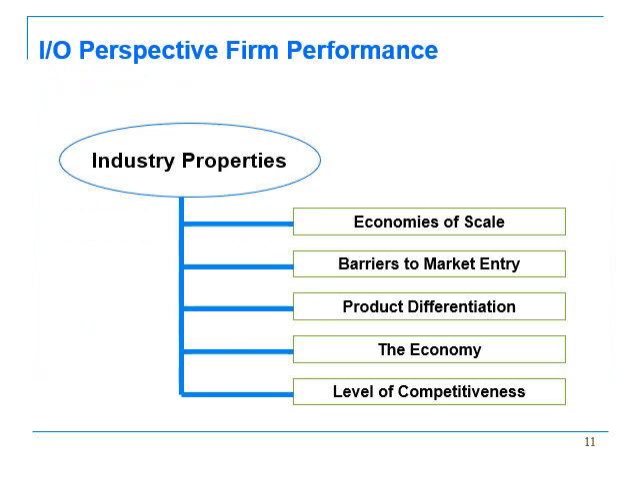As we have just discussed the industrial organization perspective, now we need to look at the perspective of firm performance in IO. There are some industrial properties which are going to have some impact on the firm. The first one is economies of scale. Number two is barriers to market entry. Number three is product differentiation. Number four is the economy, and number five is the level of competitiveness. So let's again have a discussion on these topics one by one.